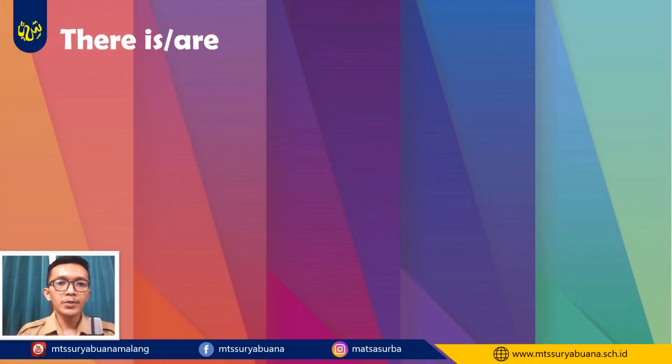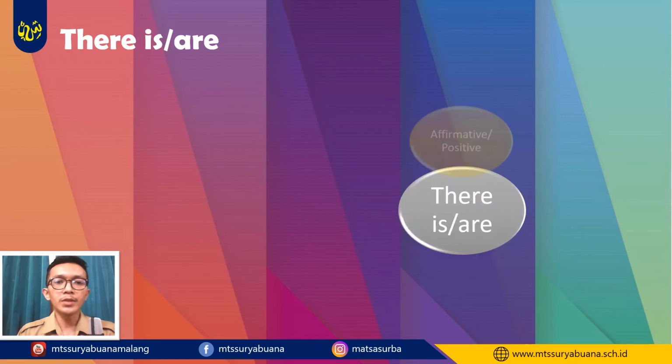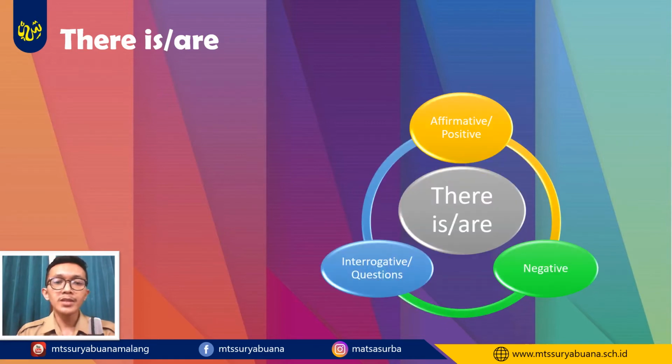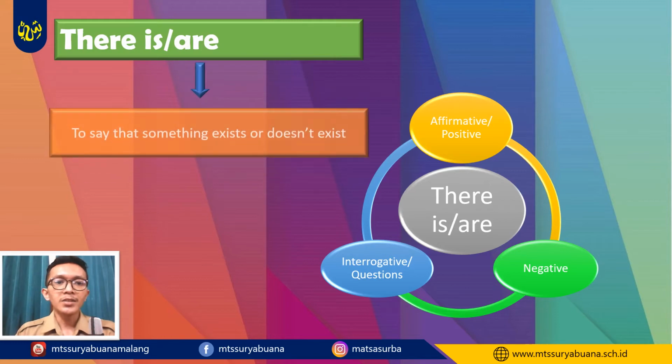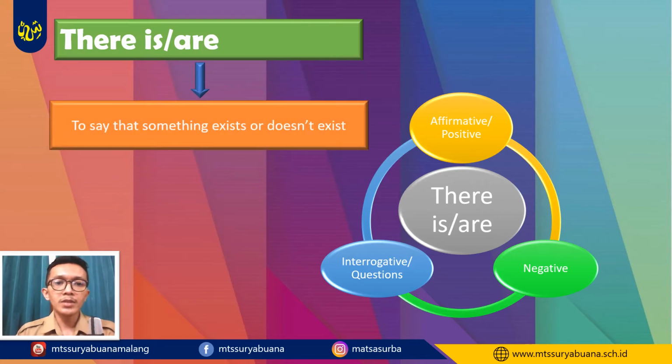Alright students, here is the first material for you about there is and there are. What are there is and there are actually? There is and there are is used to say that something exists or doesn't exist. In this material, you will learn how to make sentences using there is and there are. I will divide this into three parts. The first one is affirmative or positive sentence, the second one is negative sentence, and the last one is how to make interrogative sentences or questions.